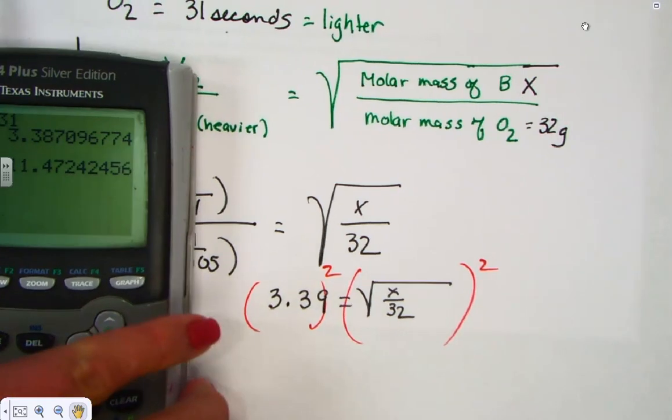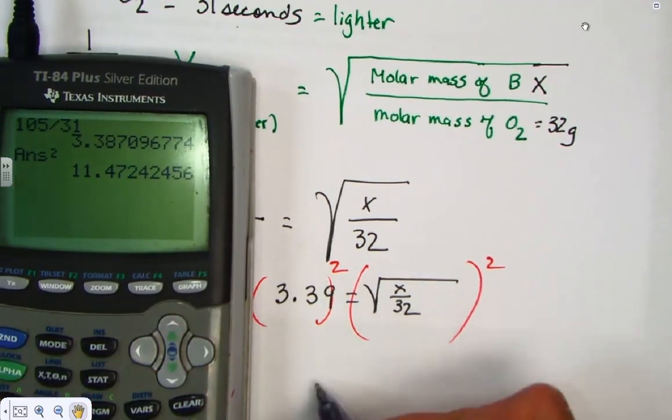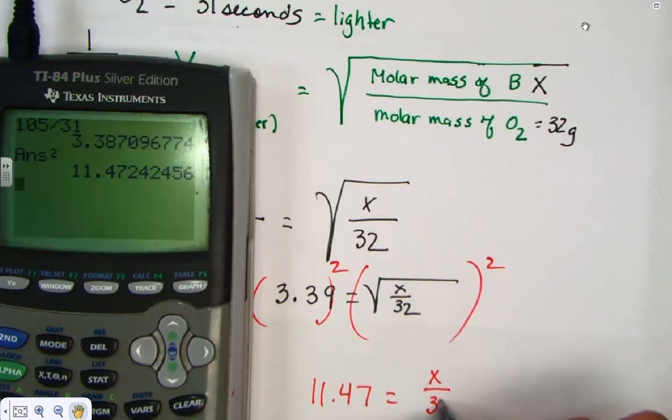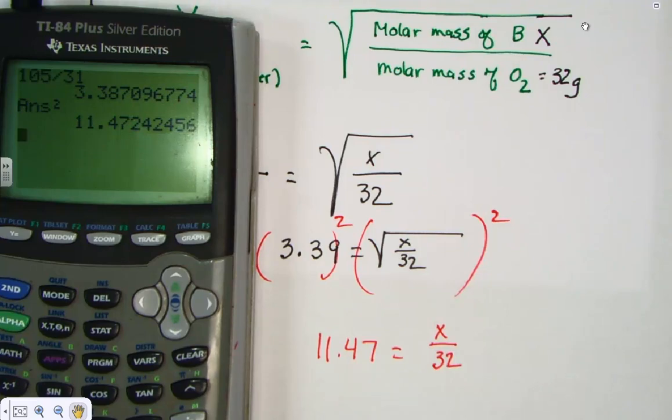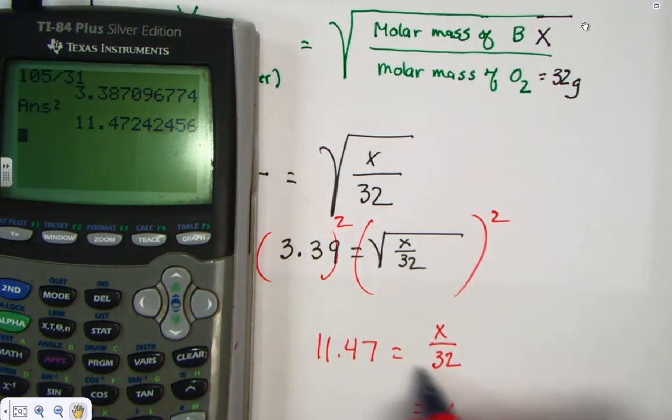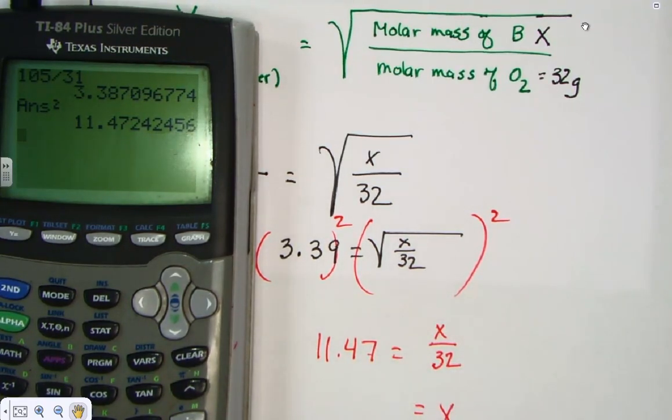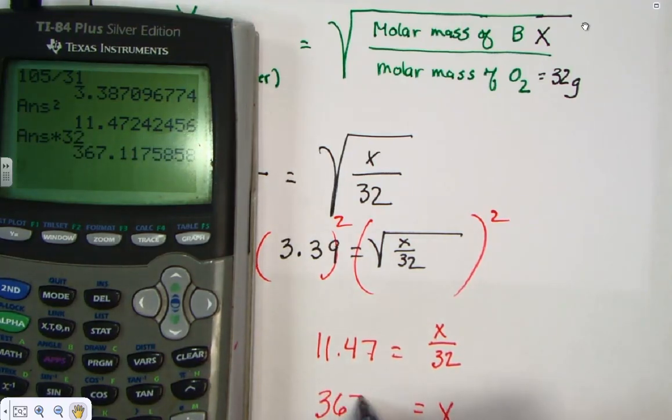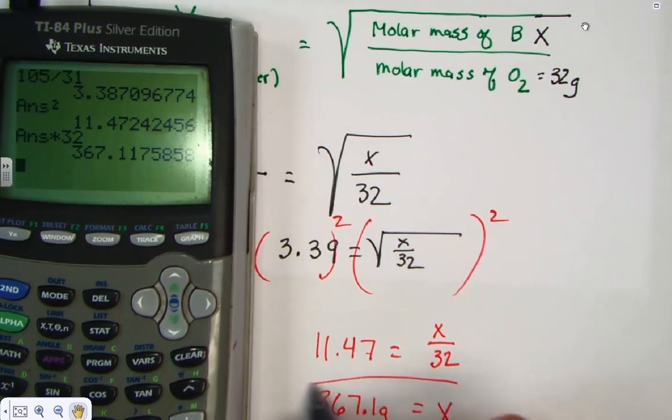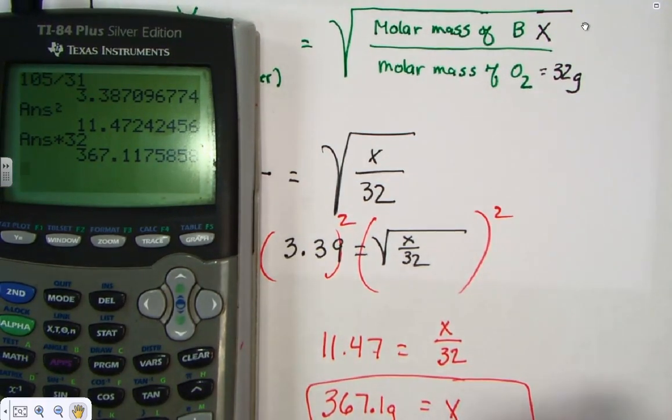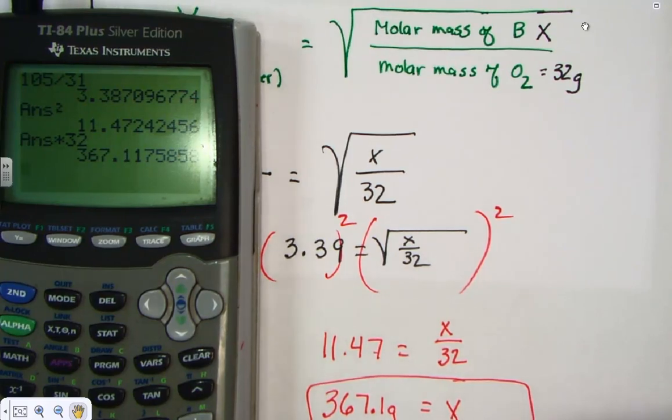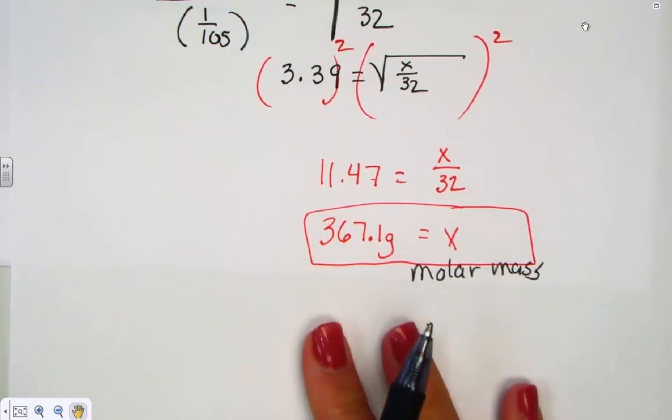And what do we find? If I square, I have 11.47 is equal to x over 32. We got rid of the radical by squaring both sides. Now to pull out x, we're going to cross multiply. 11.47 times 32, and we get our molar mass, 367.1 grams, a very heavy molecule. The molar mass of that heavier molecule has been identified.